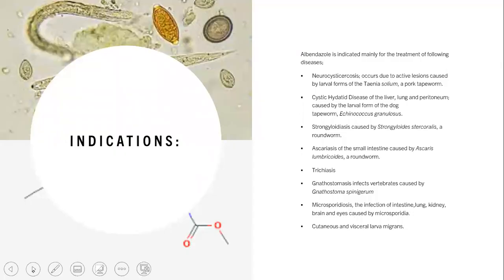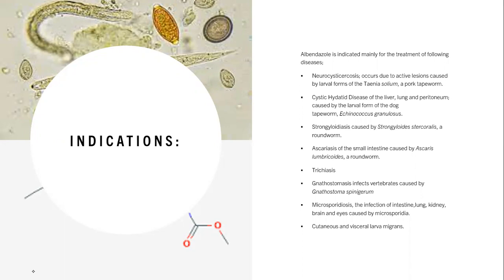Now, what are the indications? Albendazole is associated with many diseases. These diseases are mainly parasitic, such as neurocysticercosis, which occurs due to Taenia solium, the pork tapeworm; and cystic hydatid disease of the liver, lung, and peritoneum, that is caused by the dog tapeworm, Echinococcus granulosus.